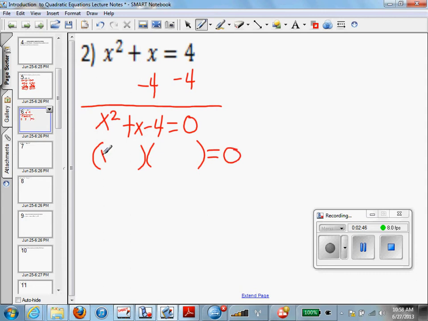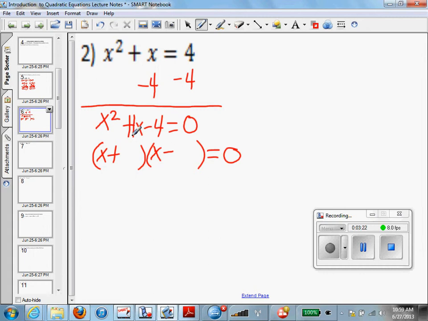The x squared with the coefficient of 1 tells us to put an x at the beginning of each set of parentheses. Now we look at the signs. The sign of c here, the 4, is a negative, so that means we're going to have a positive and a negative operation. Now we have to think of the factors of 4 that, when you combine them through adding and subtracting, give you the coefficient of b, which in this case is 1. So what are the factors of 4 that when you add them give you 1?